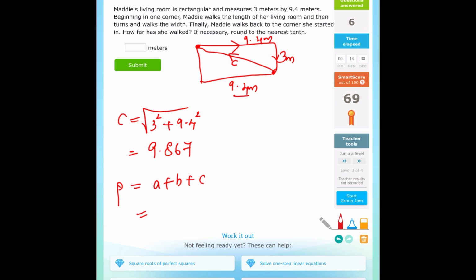In order to find perimeter, we have to add all three sides, which would be a plus b plus c. That is 3 plus 9.4 plus 9.867, and we have to round the final answer, which is 22.267. Since the second digit is greater than 5, we have to add 1 to the preceding digit. So our final answer is 22.3. So in total, Maddie walked 22.3 meters.